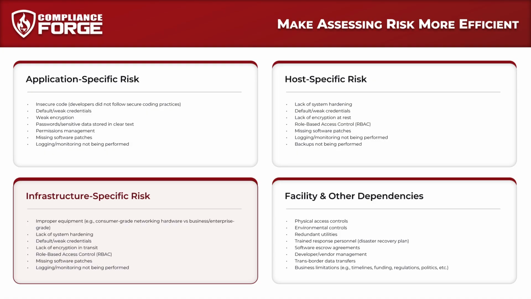Infrastructure-specific risk includes improper equipment, such as consumer-grade networking hardware, a lack of system hardening, and a lack of encryption in transit. And facility-specific risk, plus other dependencies: physical access controls, environmental controls, redundant utilities, trained response personnel, software escrow agreements, vendor management, trans-border data transfers, and business limitations.